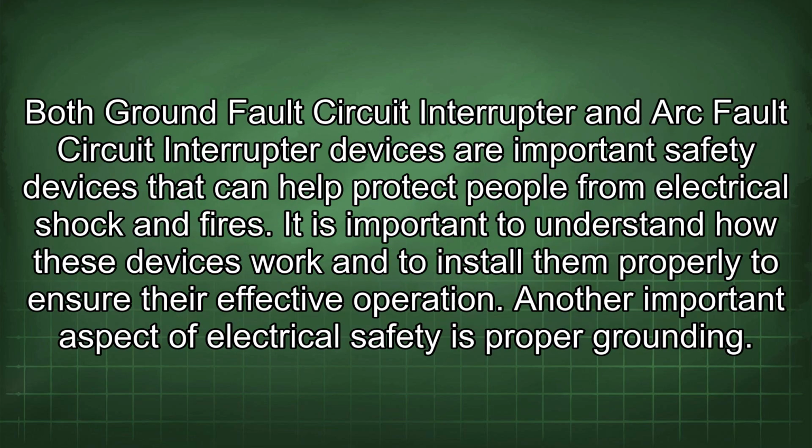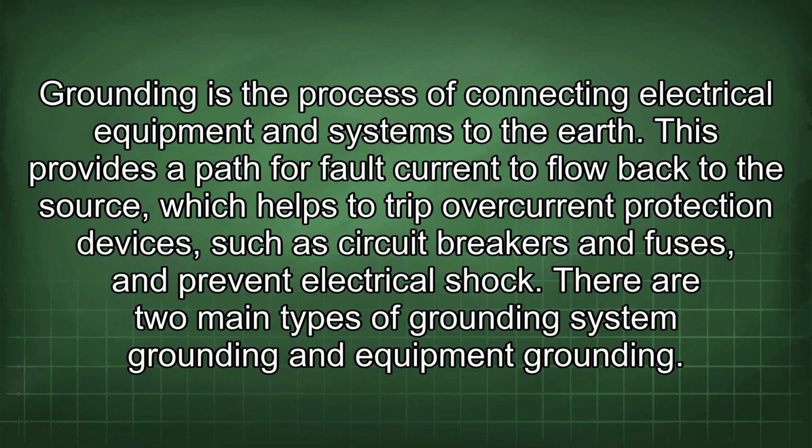Both ground fault circuit interrupter and arc fault circuit interrupter devices are important safety devices that can help protect people from electrical shock and fires. It is important to understand how these devices work and to install them properly to ensure their effective operation. Another important aspect of electrical safety is proper grounding. Grounding is the process of connecting electrical equipment and systems to the earth. This provides a path for fault current to flow back to the source, which helps to trip overcurrent protection devices, such as circuit breakers and fuses, and prevent electrical shock.